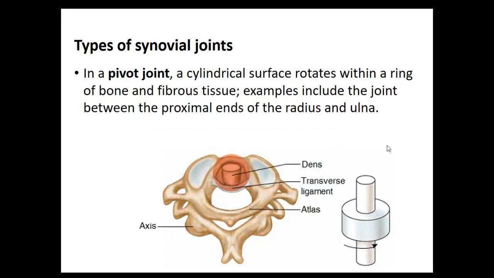Pivot joint: a cylindrical surface rotating within a ring. So the atlas and the axis, the C1 and C2 vertebrae, are like that. It allows the head to do this. And also the way the radius bone rubs against a little round notch in the side of the ulna. That's a pivot joint, even though this cylinder-shaped surface on the radius is not completely surrounded by bone. It just fits into a rounded notch in the side of the ulna. That's still considered a pivot joint.